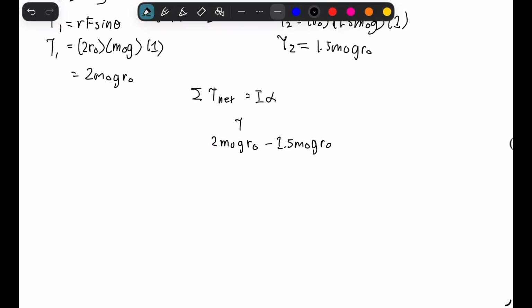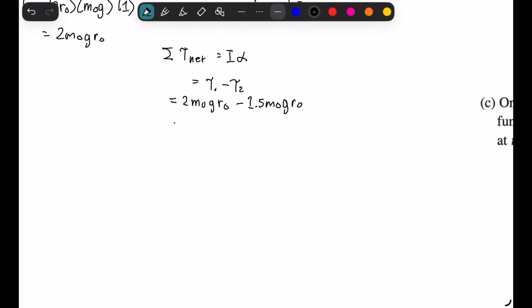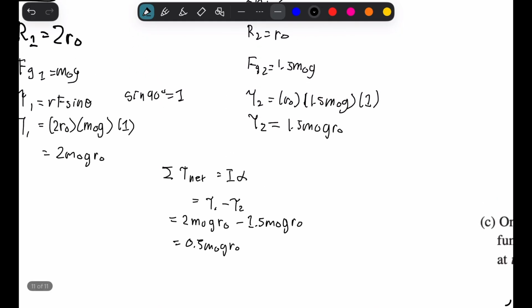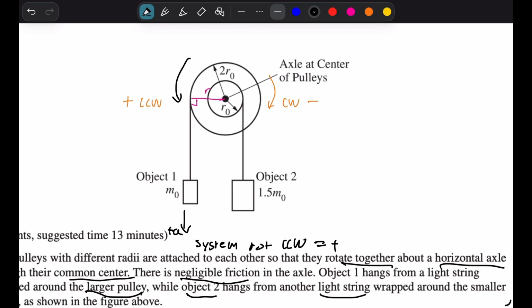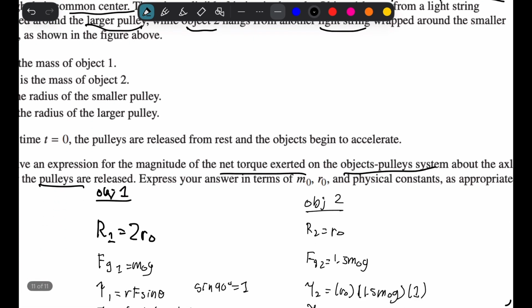By the way, this is torque 1 minus torque 2, and this is 0.5 M initial g r initial. This makes sense because each of the hanging objects produces a torque equal to the radius times the weight. Because they're opposing each other, the larger torque is going to win and dominate the direction the pulley system turns in, right? Now, object 2 is going to be accelerating down. I just realized this is 1.5 M initial. So, object 2 is accelerating down.